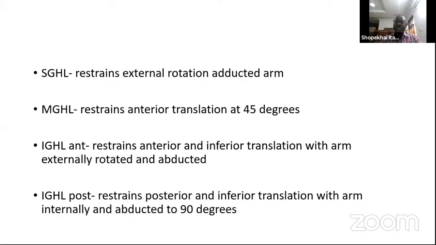And that tells us that when we have recurrent shoulder dislocation, the inferior glenohumeral ligament's anterior band has been affected. It's not just a case of maybe a bony lesion or all the other things we talk about when we talk about shoulder instabilities, but the inferior glenohumeral ligament is also involved. The posterior band restrains posterior and inferior translation with the arm internally rotated and adducted to 90 degrees, so like so.